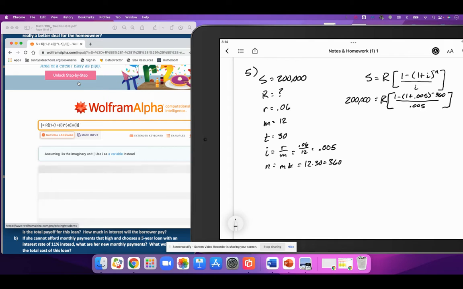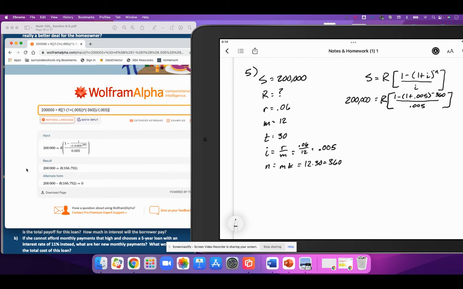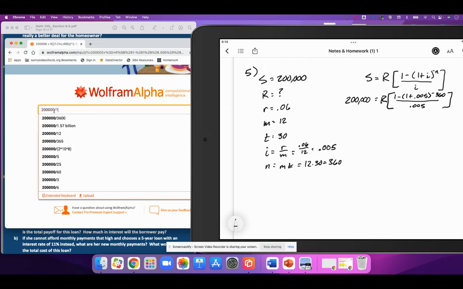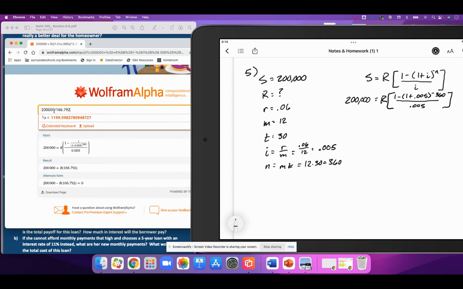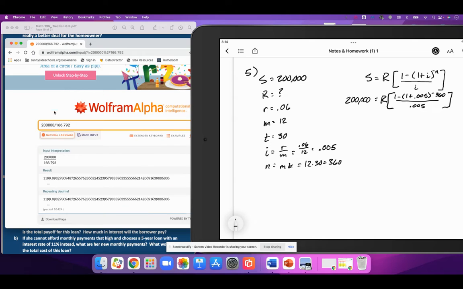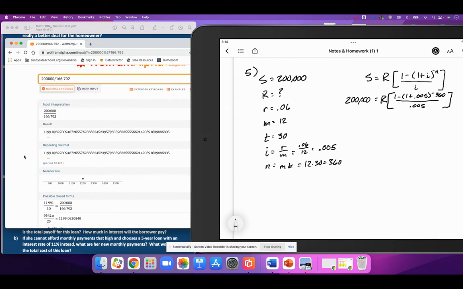And we are borrowing 200,000. Another monthly payment, I is 0.005. N is 360. And again, the I is 0.005. So we got to divide by 166,792. And his monthly payment is going to be nearly $1,200. And so monthly payment is $1,199.